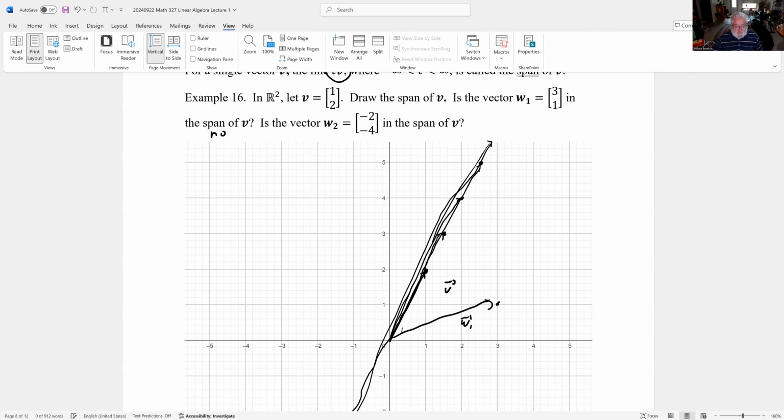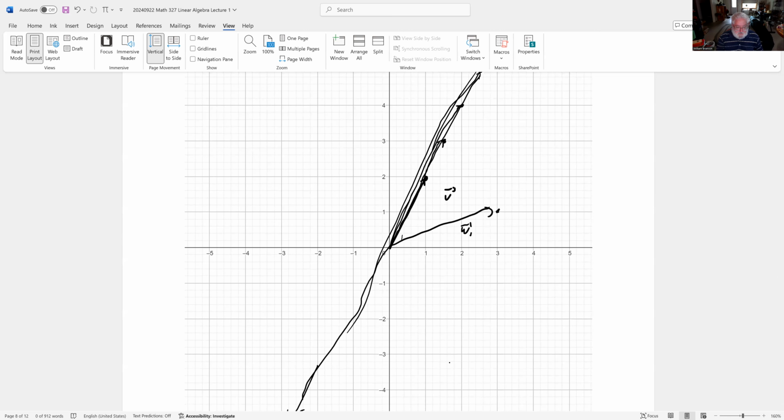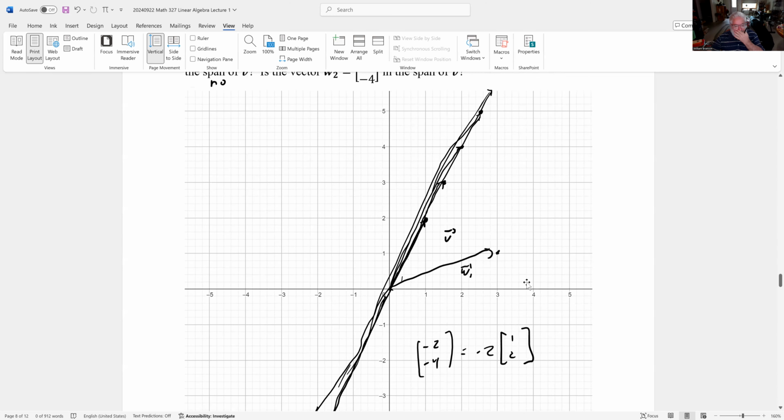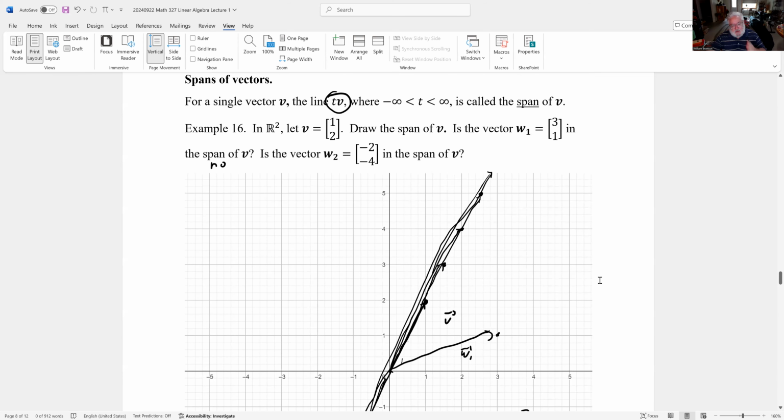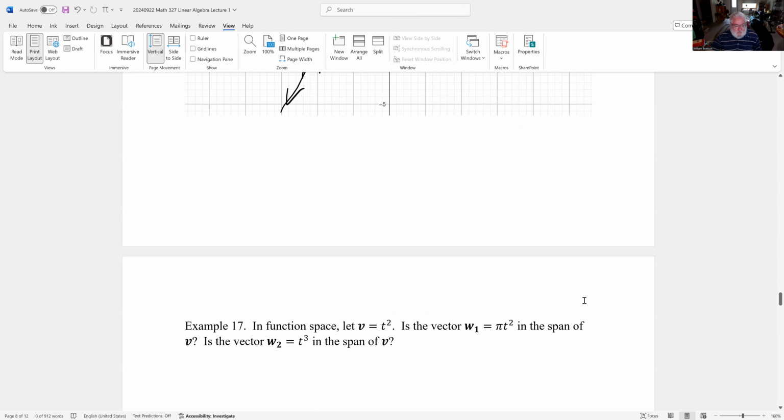What about minus 2, minus 4? Yeah, if I drew it better, minus 2, minus 4 should be on the line, because it's a real number times this vector. So the span of an individual vector is just a line, and geometrically, if you can draw it, it's easy to tell whether or not a vector is in the span, because is it on the line or not.